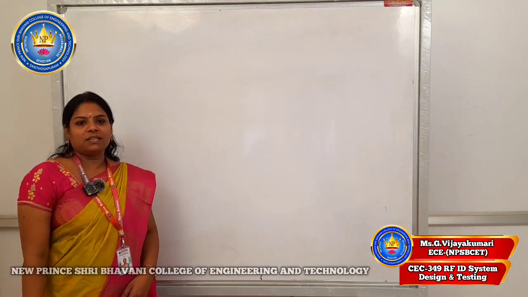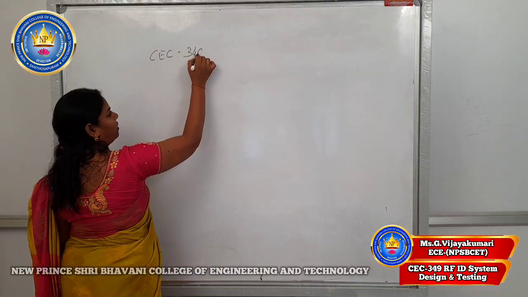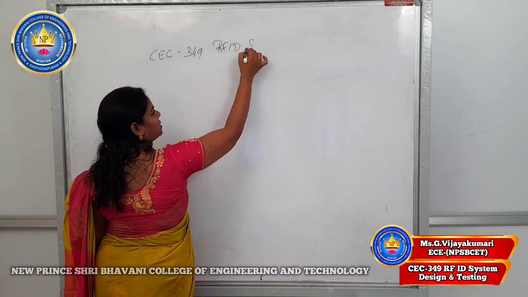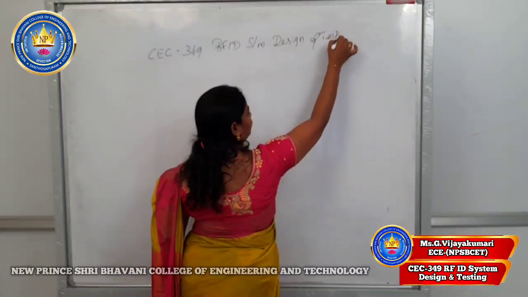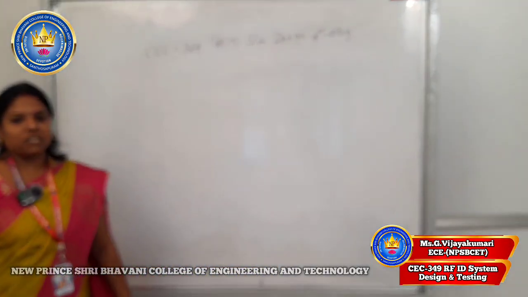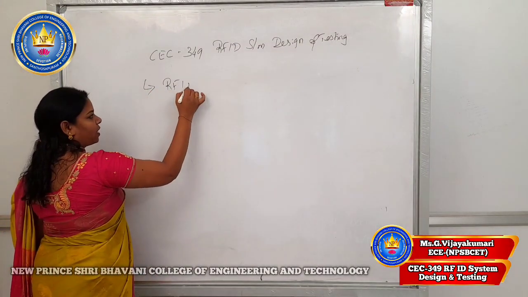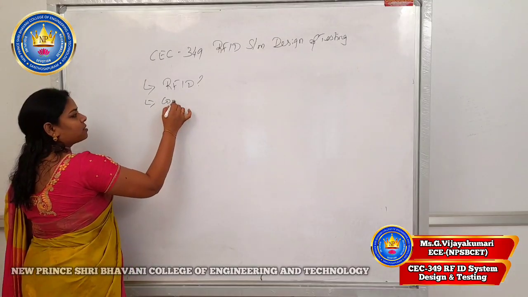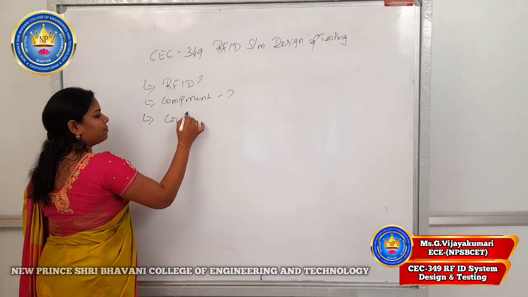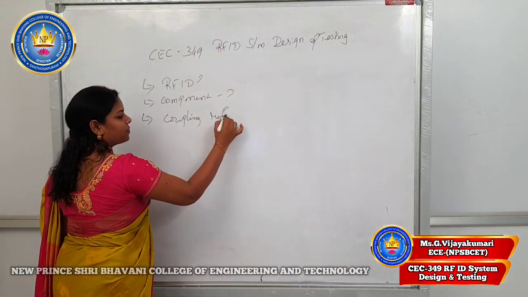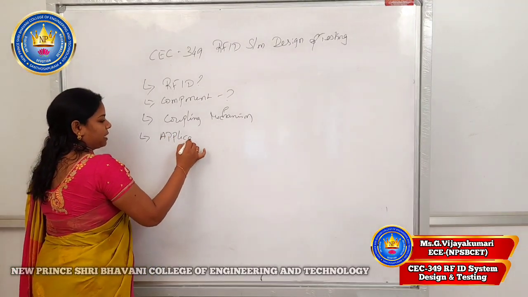In this session, we will see the topic under the course CEC 349 RFID System Design and Testing. So today's session, the overview of the topic is what is meant by RFID, what are the components that will be present in the RFID, what is the coupling mechanism used in the RFID system, and finally where we have to apply the RFID technology.